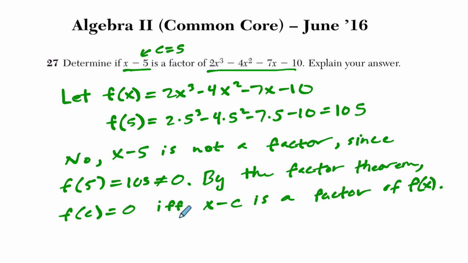It goes both ways. That's based on the idea of the remainder theorem, which says that if you want to know what the remainder is when dividing by x minus c, you plug c into your function, and whatever you get is the remainder. So the number 105 that we get here is the remainder when you try to divide these two things. So that's it.